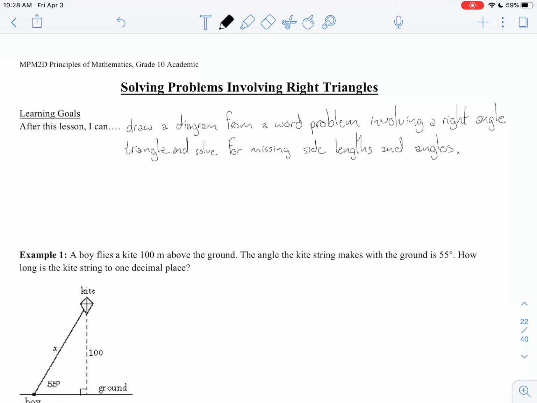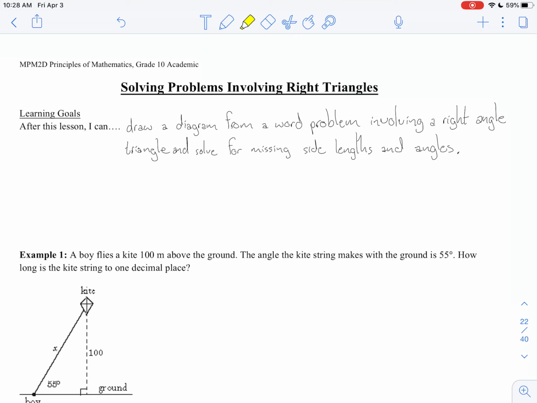So if you're still a little iffy on solving for missing angles using the inverse functions, or missing side lengths by flipping that unknown into the numerator, go back, complete your exercises on Khan Academy or your textbook homework and make sure you are comfortable with those things, because we will be using those over and over in today's and the following lesson.